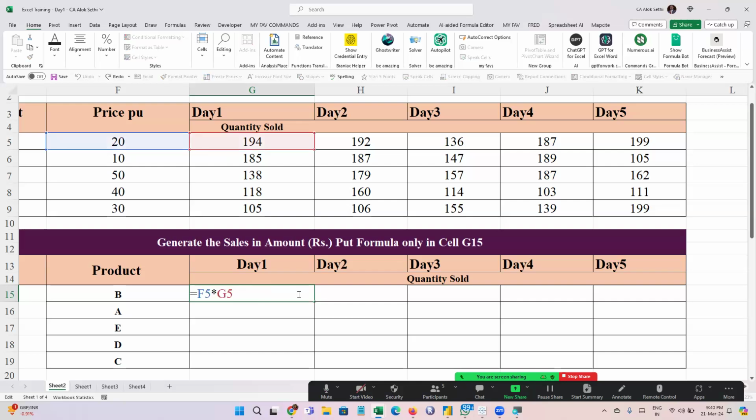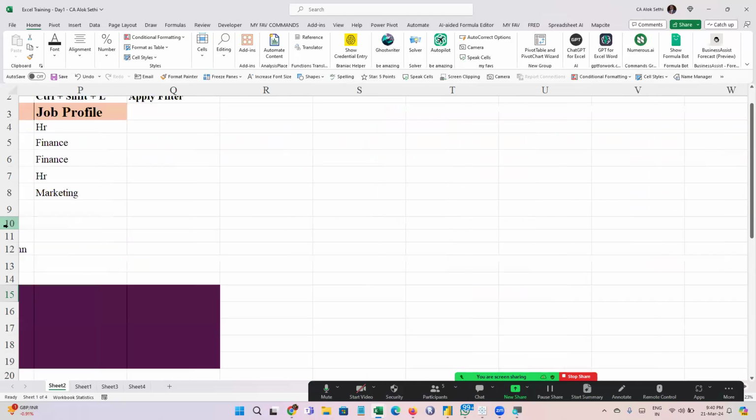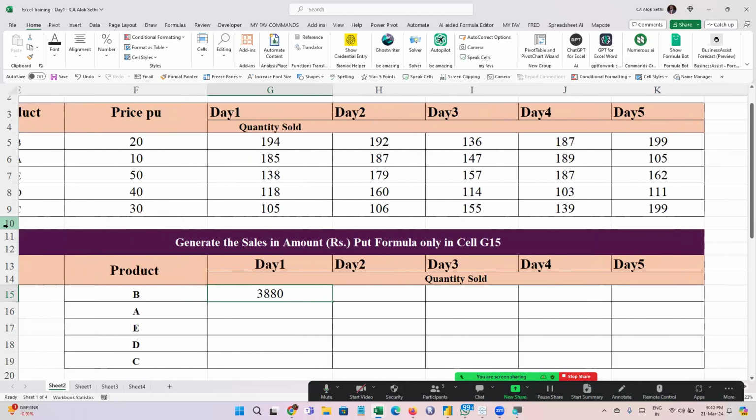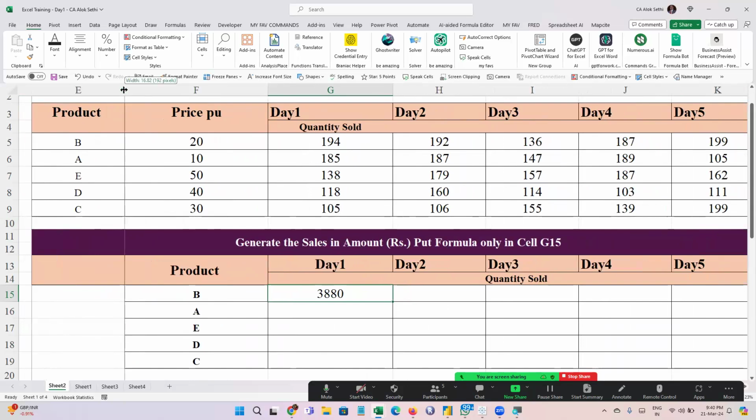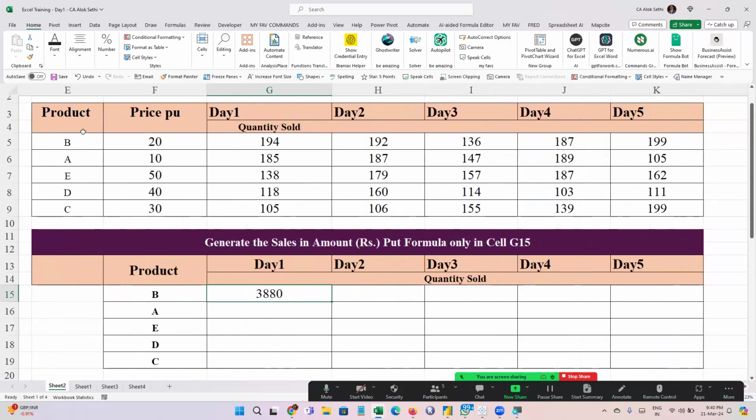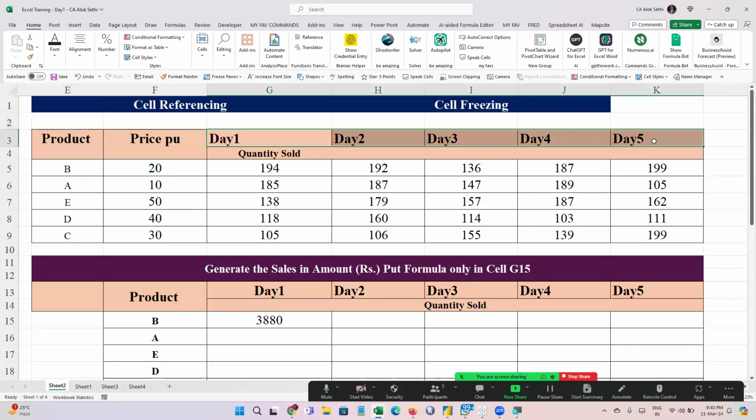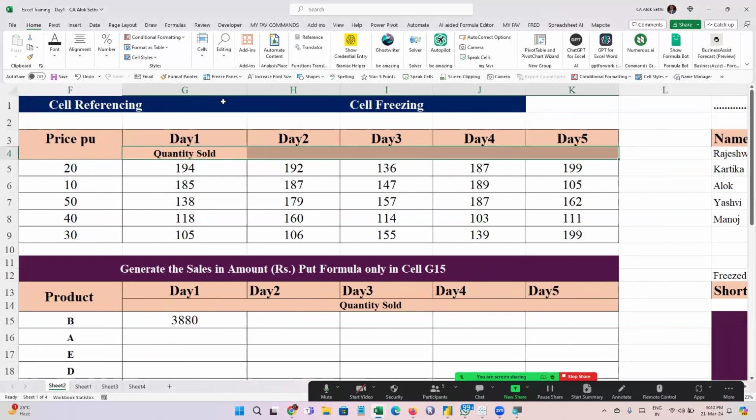Okay. So I'm asking, you have a table on top, and in it the product is given. We have the product name here, which is product B, A, E, D, C. Then we have the price per unit. This price of the product is given, different prices. And we have day 1, day 2, day 3, day 4, day 5. These are different days on which the sales have happened, right? And this is the quantity sold for each day. How much was sold each day in quantity is given.